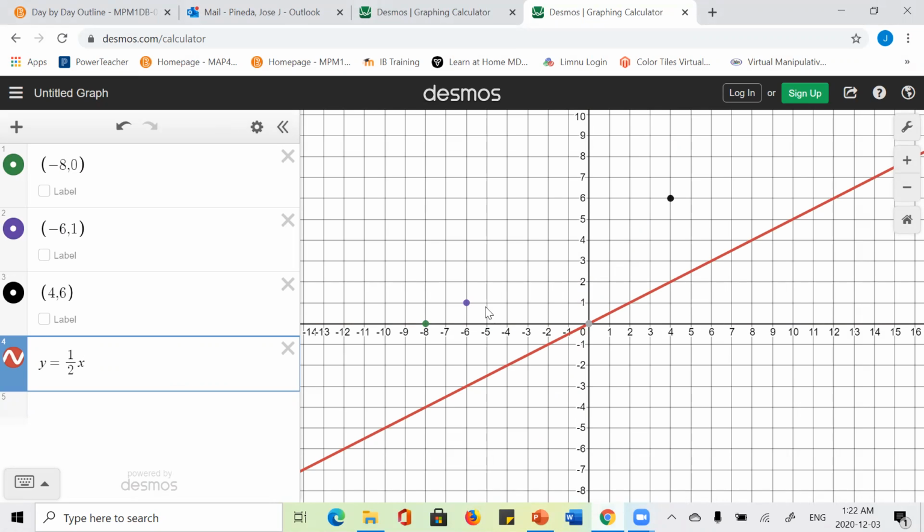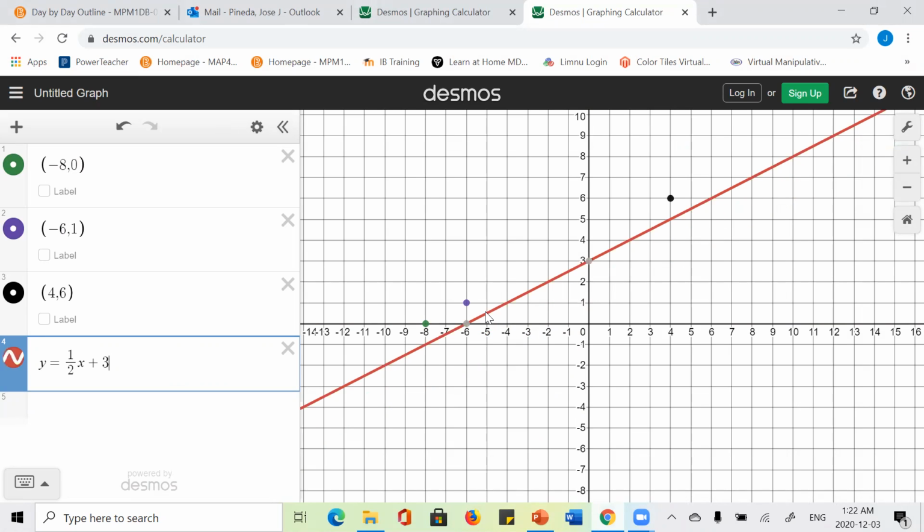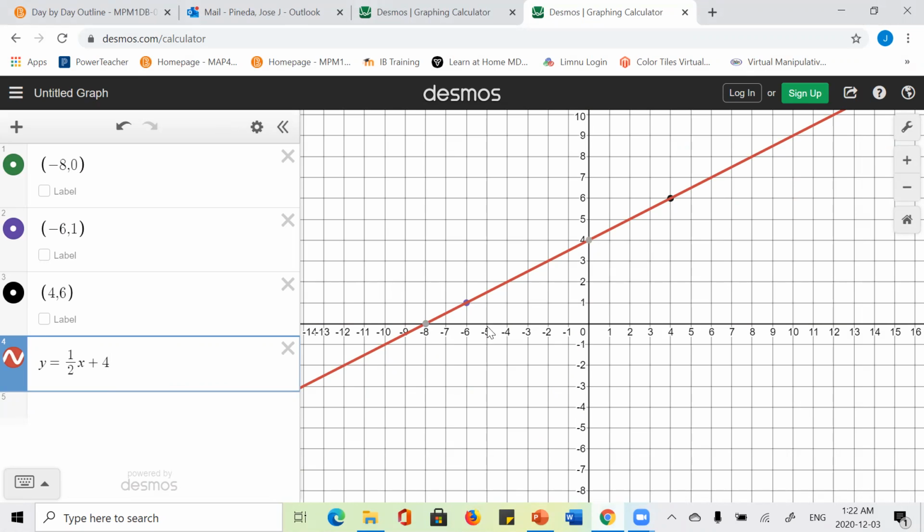So I know that that's going to be my slope. Now, you could try to visually inspect this yourself. You could try to think to yourself, all right, well, what could the y-intercept be? Well, it could be 1. Nope, doesn't work. 2. Nope, doesn't work. 3. Nope, doesn't work. 4. Yes, it works. So this is actually my equation of the line. Y is equal to 1/2 x plus 4.